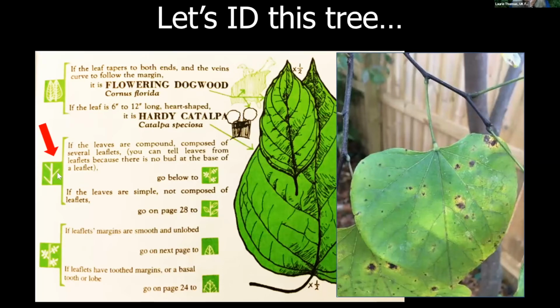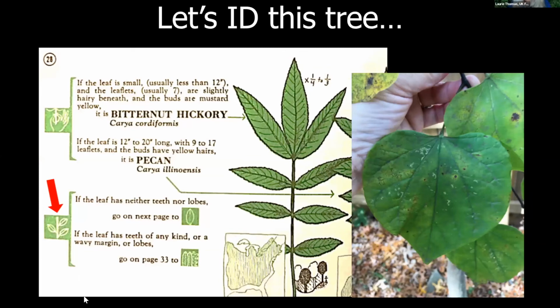So that's the second bracket over there on page 21. You can see they're alternately arranged. Now it's asking us about leaf form. It says if the leaves are compound, composed of several leaflets, and look, it even gives you a hint if you don't remember what that means. It says you can tell leaves from leaflets because there is no bud at the base of a leaflet, or if the leaves are simple, not composed of leaflets. Well, if we look closely right here, we see that there is a small bud right there, and we have a stem and one blade. So we have, remember, a simple leaf. So with this simple leaf diagram, we carry that over to page 28. So flip over to page 28, and that's the bottom bracket that we'll find there.